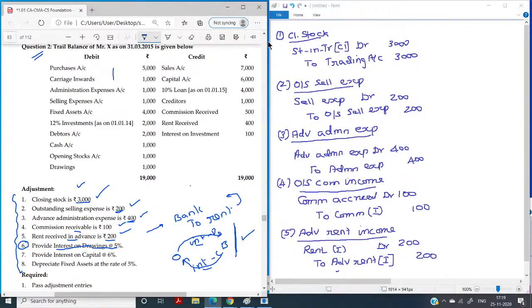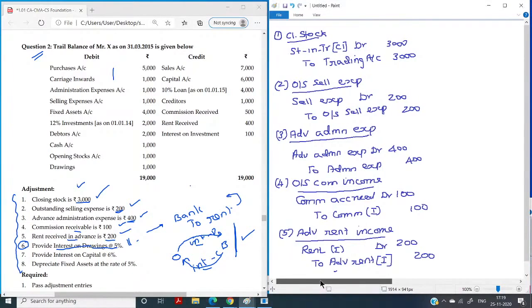Now I'm going to adjust this one here. Interest on drawings. Come on, tell me what is the entry for interest on drawings. So interest on drawings is income for the business. Clear? Now the journal entry will be, come on, you can post the journal entry.